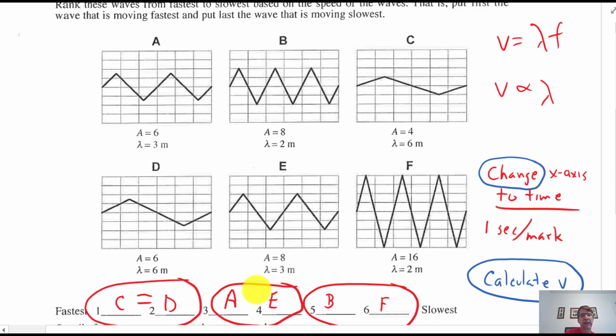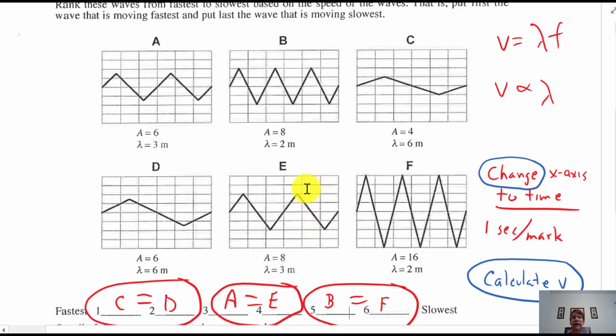I can put an equal sign down here, and these A and E are both what? 3 meters, and B and F are both 2 meters. That would be proportional to the wave speed because they all have the same frequency. Pick a frequency of 1 hertz. I don't know what the frequencies are, but it says they're all the same for the particular problem given.